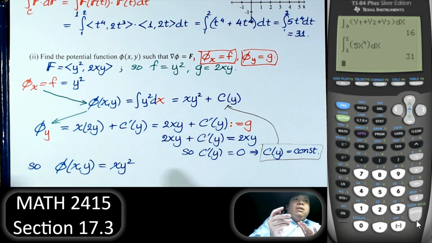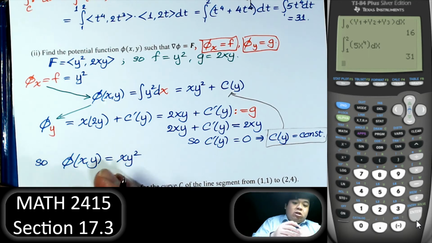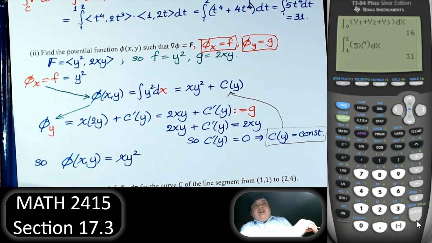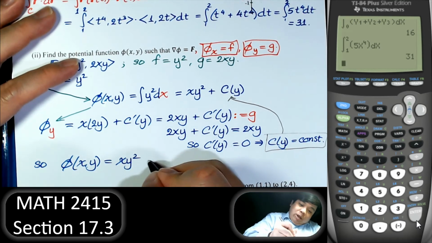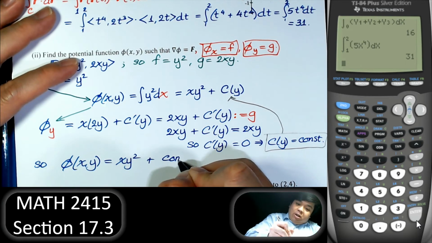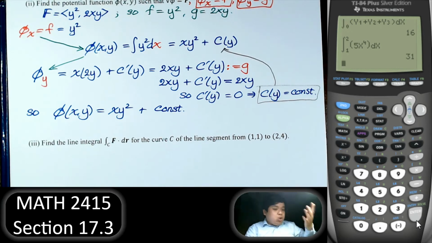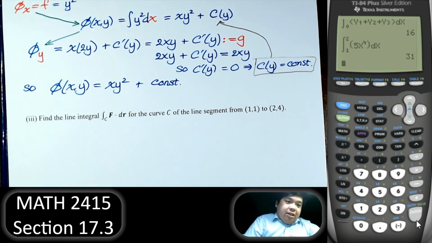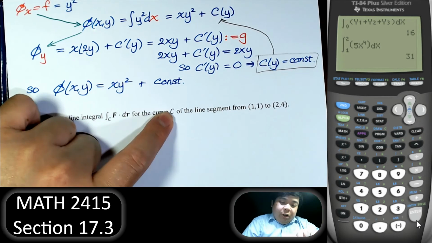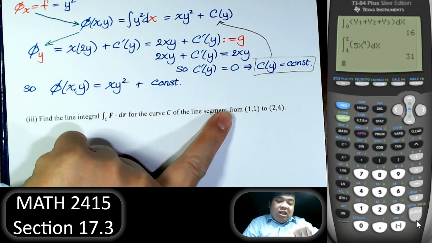Yeah. If we just want a potential function, we can choose the constant to be 0. But if we want a more general form, we say just plus a constant. Right, so that's good.